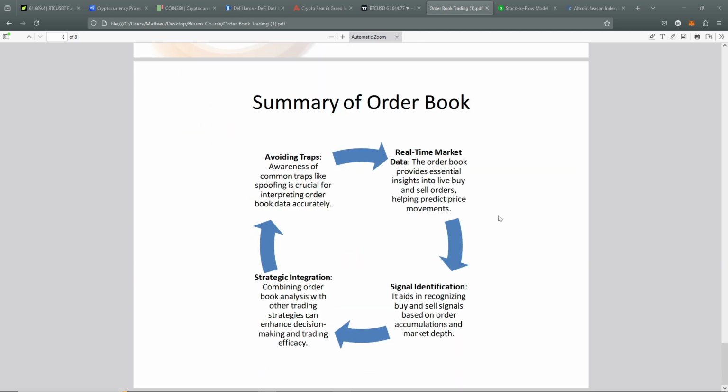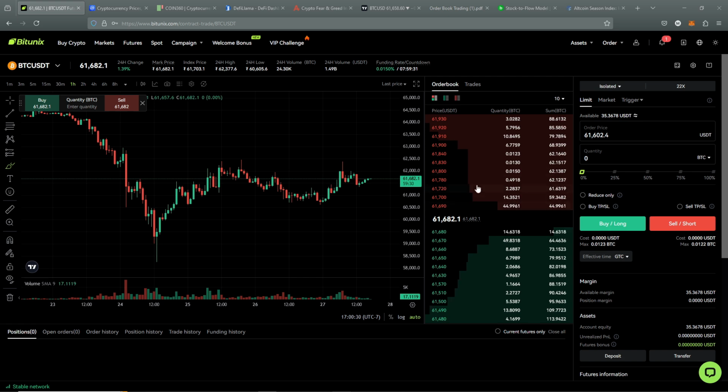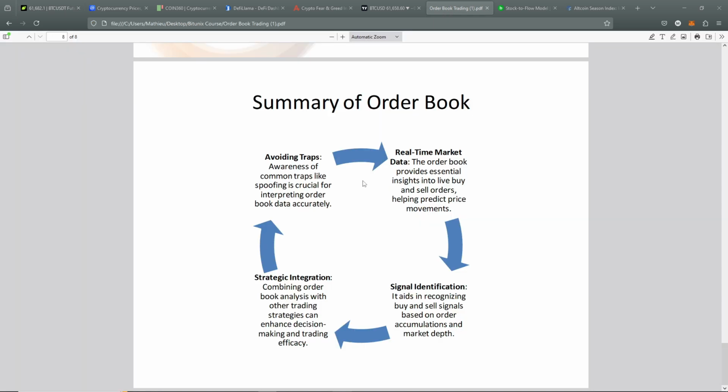And here's a quick summary of order book trading. We get real-time market data, right? We can then identify signals and price movements from this. We can integrate that into our strategy to place great buy and sell orders. And we also need to be careful of traps, which can also be seen on the order book because we have so much detail. So this can really improve your trading.